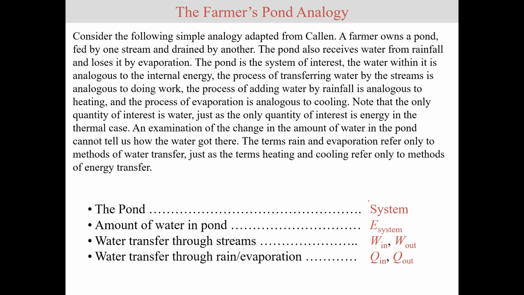So here we go. The pond is the system. The amount of water in the pond is the energy of the system. Water coming in by a stream is work in. Water leaving by stream is work out. Water coming in by rain is Q in. Water leaving by evaporation is Q out.